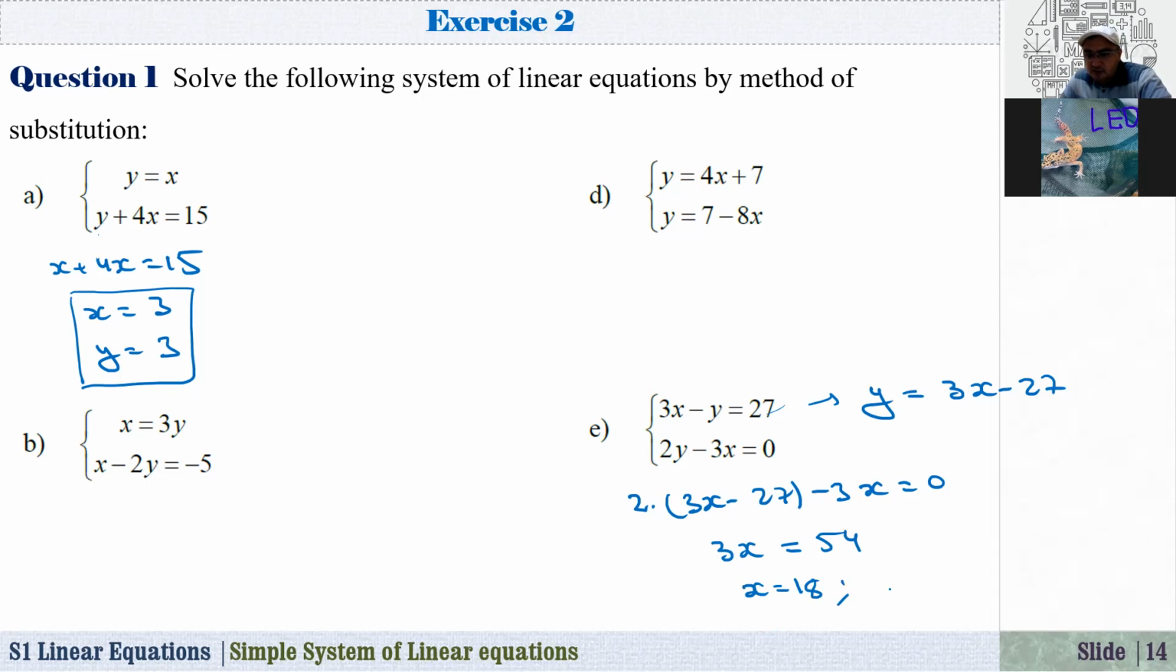So if x is equal to 18, then y is equal to 3 times 18 minus 27. What is that? 54 minus 27, that's equal to 27. So x equals 18 and y is equal to 27.